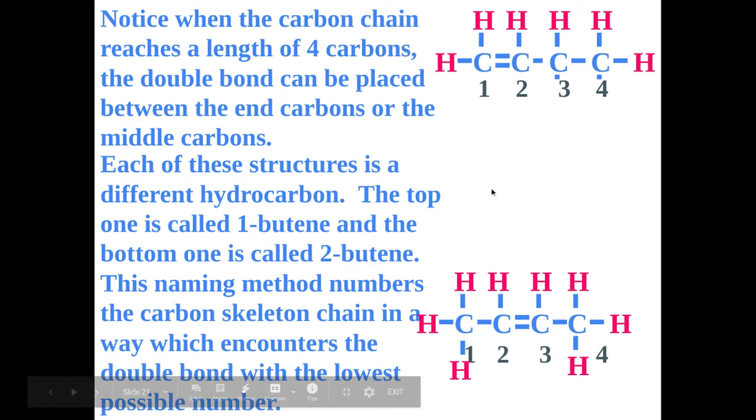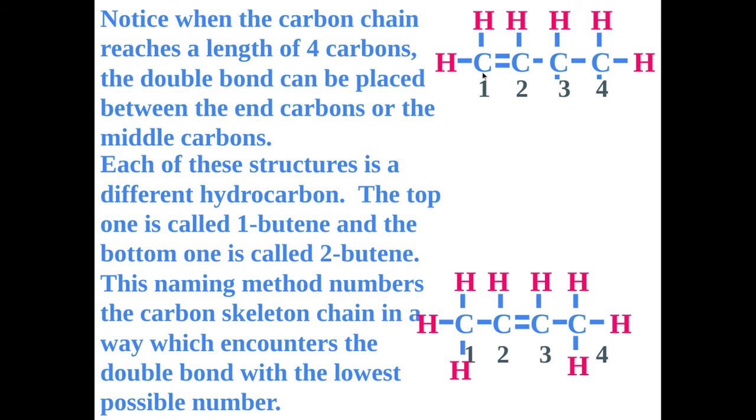So here it is here. So notice when the carbon chain reaches a length of 4 carbons, the double bond can be placed between the end carbons or the middle carbons, as we just talked about. Each of these structures is a different hydrocarbon. They actually have different chemical and physical properties. The top one is called 1-butene. So notice here, if I number the carbons 1, 2, 3, 4, the double bond exists between carbon 1 and carbon 2. So we choose the lower number here and we say what it is. So the double bond is at 1-butene.